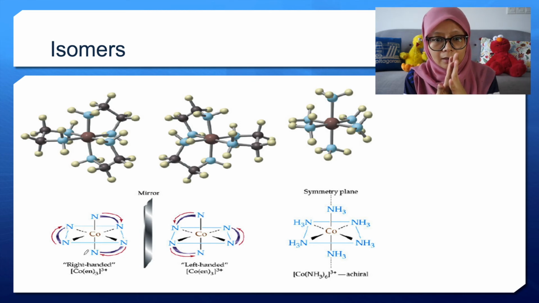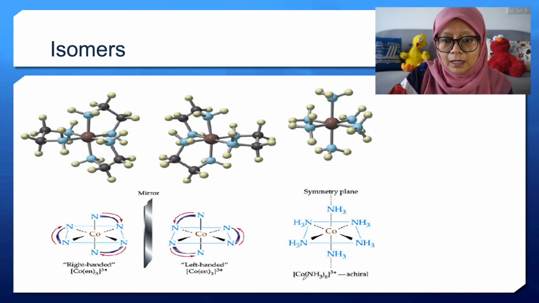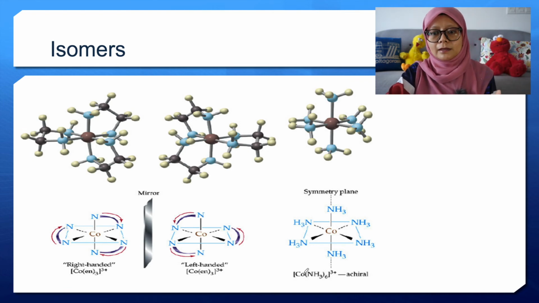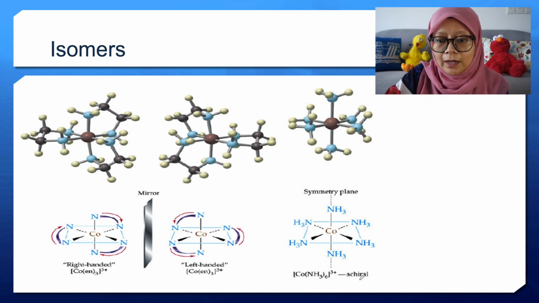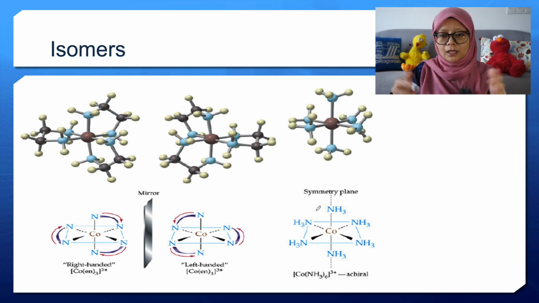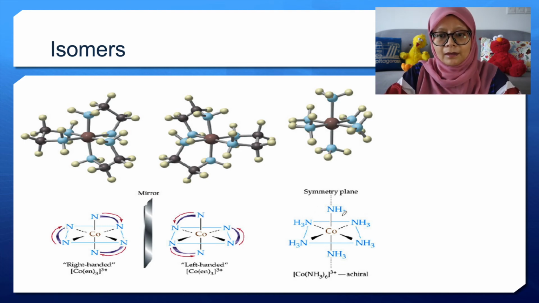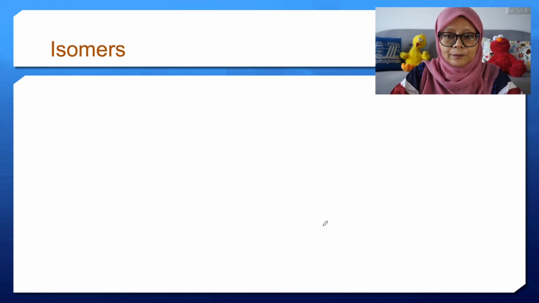And then because we have bidentate ligands, here another one, we have also a cobalt 3 complex ion, where it is actually achiral, because why? Because we have here 6 amines. So if you draw the mirror image of this compound, you will get the same shape, or a symmetry plane of this compound.